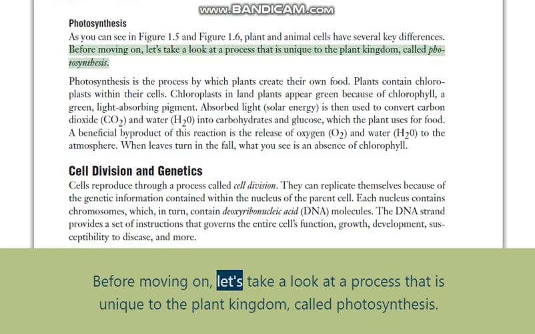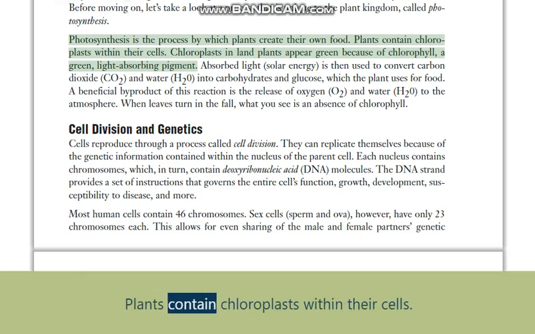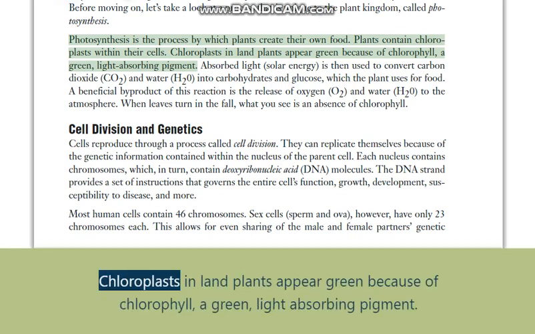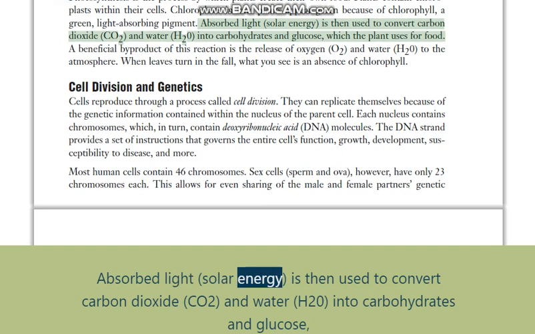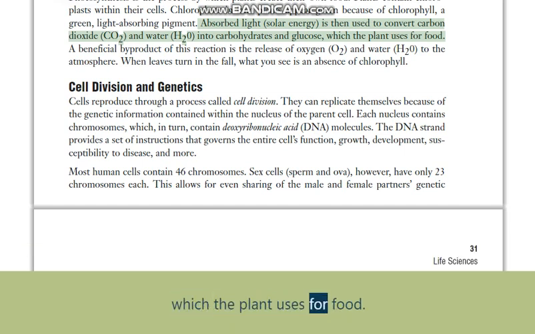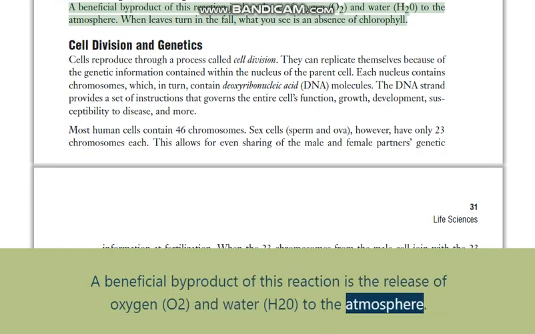Before moving on, let's take a look at a process that is unique to the plant kingdom, called photosynthesis. Photosynthesis is the process by which plants create their own food. Plants contain chloroplasts within their cells. Chloroplasts in land plants appear green because of chlorophyll, a green, light-absorbing pigment. Absorbed light, solar energy, is then used to convert carbon dioxide, CO2, and water, H2O, into carbohydrates and glucose, which the plant uses for food. A beneficial byproduct of this reaction is the release of oxygen, O2, and water, H2O, to the atmosphere.